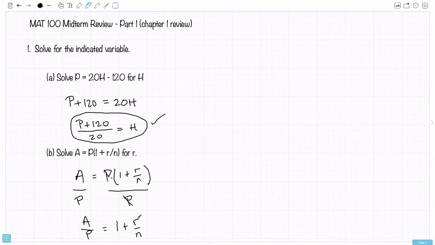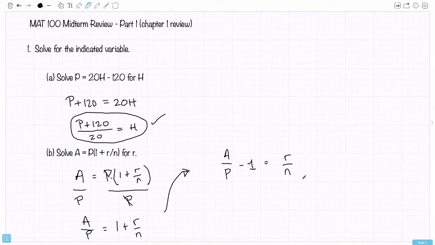Now the r over n is a term because it's added with the 1, and since 1 is added as a term, I can subtract 1 from both sides. So my next step would be to subtract 1 from both sides. I'd have a over p minus 1 equals r over n.